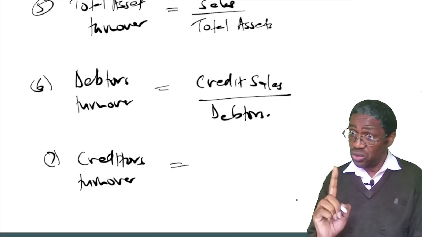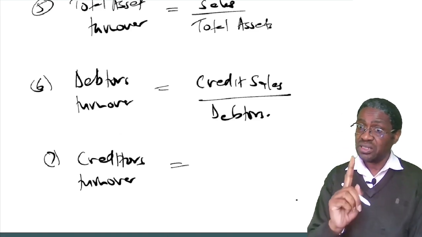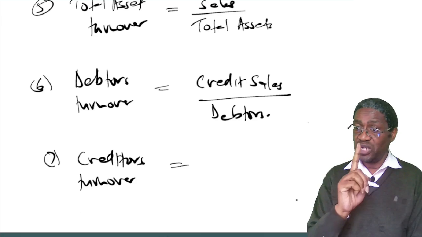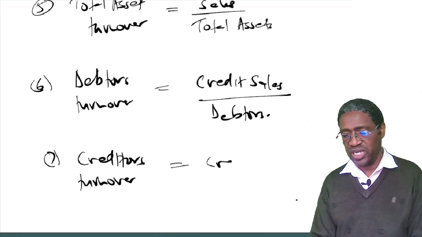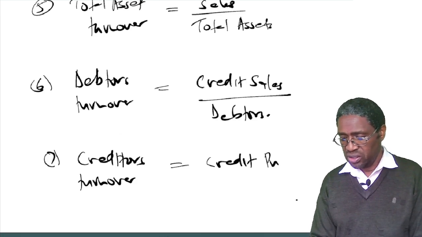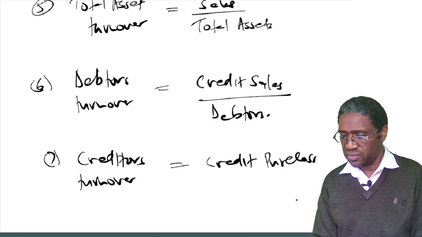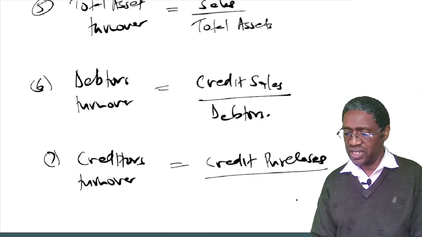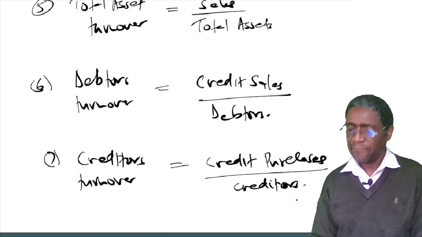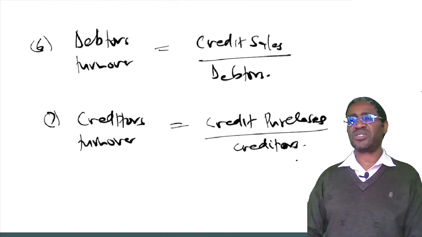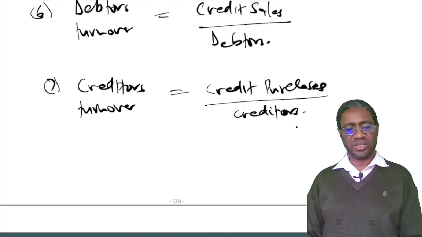Now you know what brings about creditors. What brings about trade payables or creditors is only what we call credit purchases. Take credit purchases, divide that by creditors.